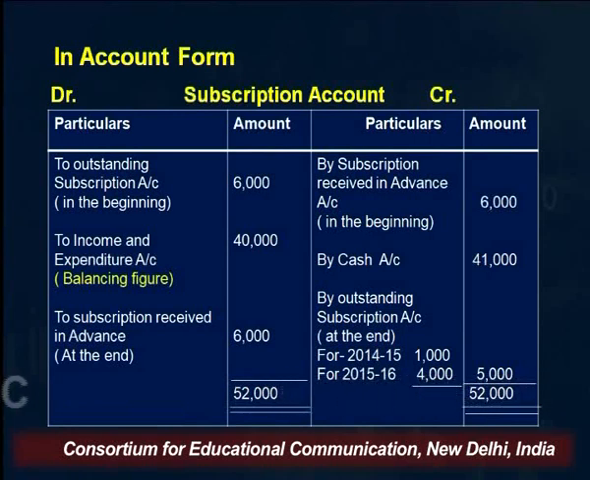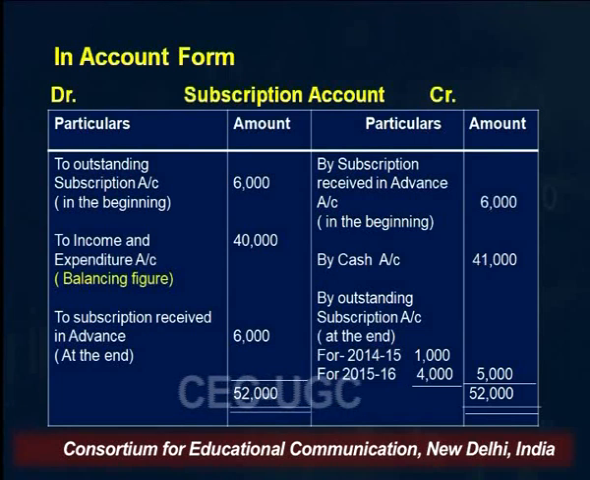On the debit side, subscription received in advance at the end is also shown. It is given in the information. This is 6,000. The total of the credit side is 52,000 and the total of the debit side is 6,000.